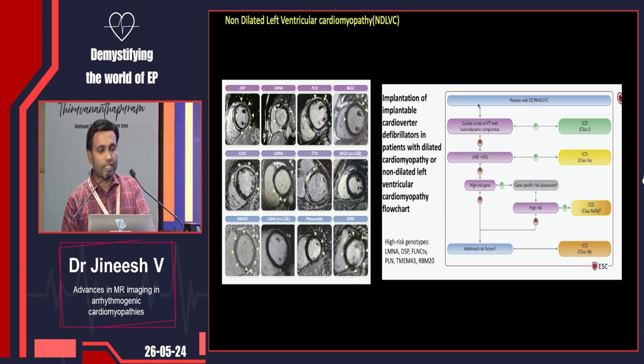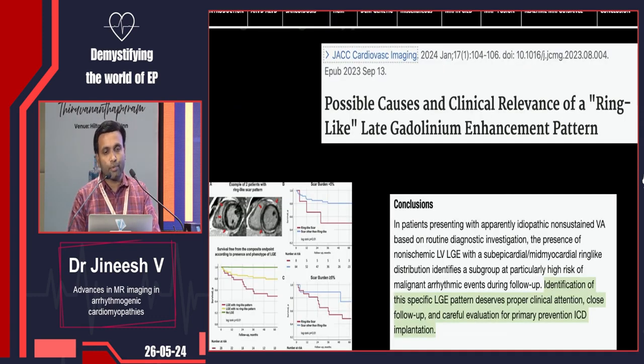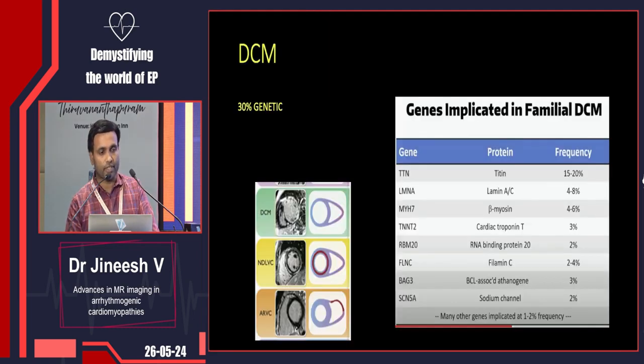And there are some specific mutations, the high-risk genotypes, especially these 6 genes, which have a high predisposition to sudden cardiac death. Some of these genetic mutations can be identified in MR, especially the lamin mutation, the DSP mutation, and the PLN mutation, which can have specific signatures in MRI. For example, the ring-like enhancement, the late gadolinium enhancement, can be specific to the lamin mutation, which is a very poor prognostic indicator.